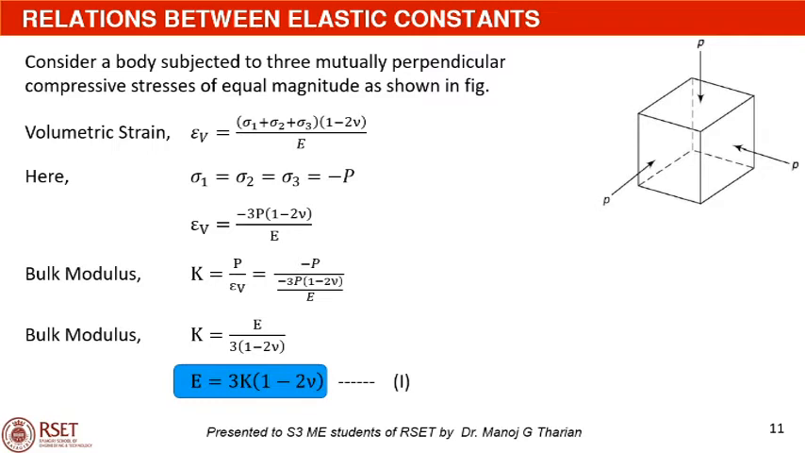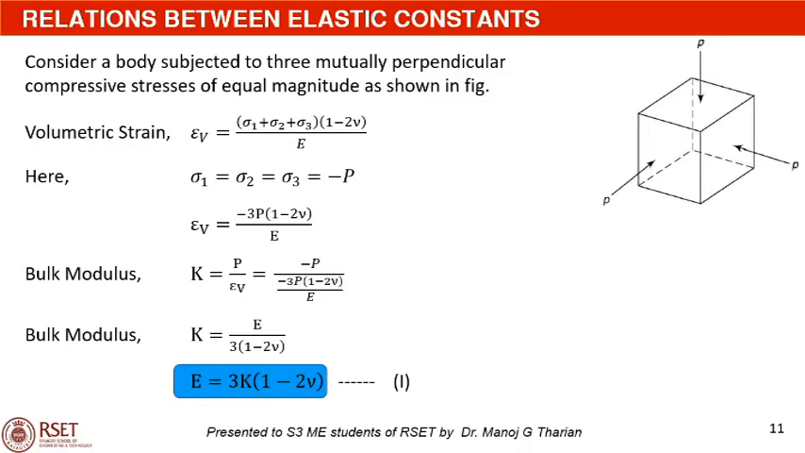between the elastic constants. Consider the cube which is subjected to pressure P along the three mutually perpendicular directions. So the cube is subjected to a compressive stress of equal magnitude from all the sides. The volumetric strain epsilon V is equal to (sigma 1 plus sigma 2 plus sigma 3) into (1 minus 2 nu) by E. Here sigma 1 equal to sigma 2 equal to sigma 3 equal to minus P, since the applied pressure is compressive. That is, epsilon V is equal to minus 3P into (1 minus 2 nu) by E.